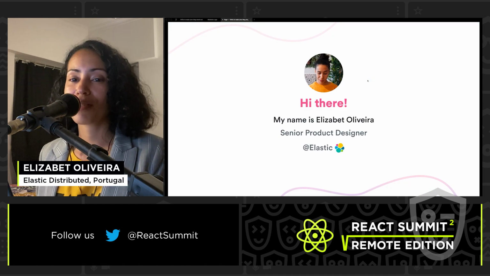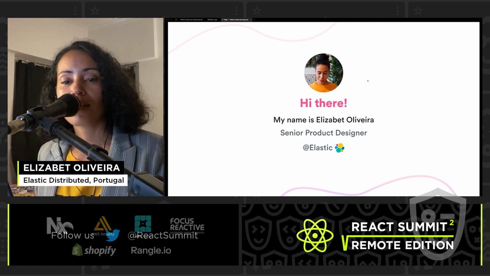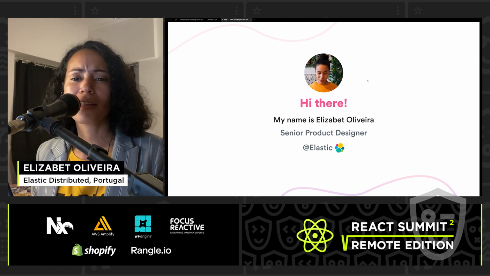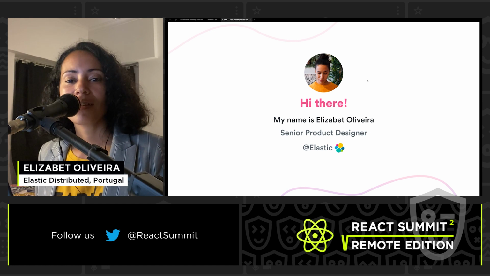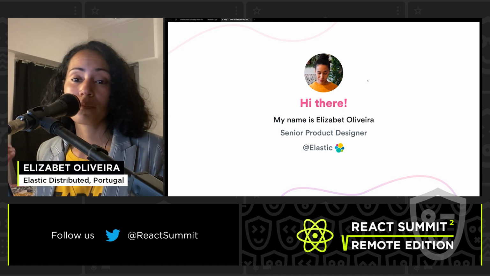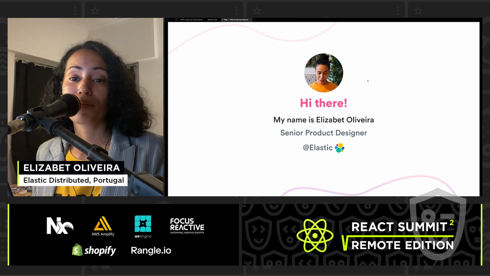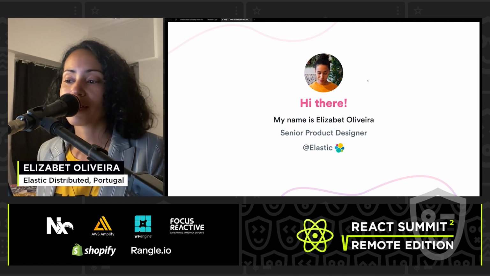My name is Elizabet Oliveira, and I'm a senior product designer working right now for Elastic. Elastic is a really cool company. We all work distributed. I'm currently living in Lisbon, Portugal. I have colleagues from the United States, and I'm right now helping build the Elastic UI, our design system, and I'm also sometimes helping build Kibana, one of our products.